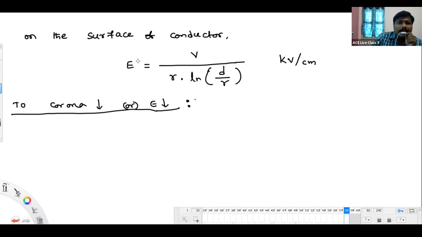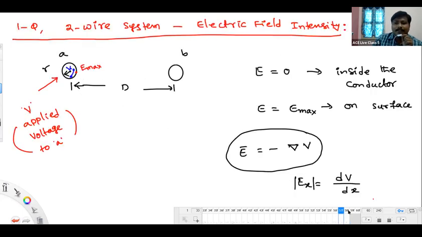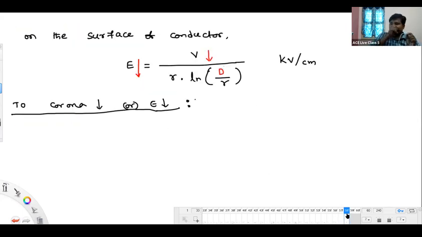To reduce the electric field intensity, one option is to reduce the operating voltage. D is the distance between conductors. I am sorry, I have shown small d there; I have shown capital D in the diagram, the distance between the conductors. Reducing the operating voltage of the system is one option.